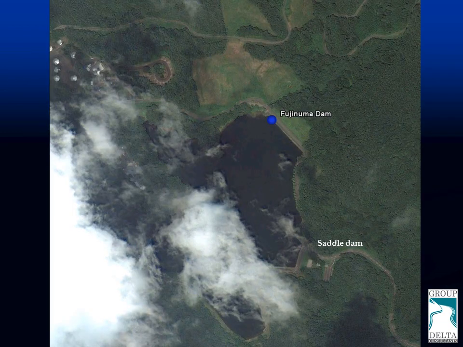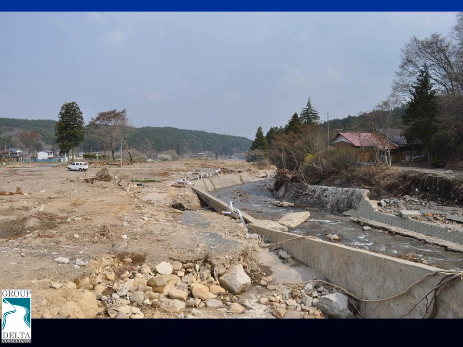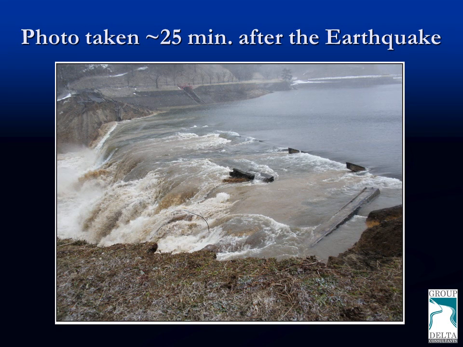At the time of the earthquake, the reservoir was full, and 20 to 25 minutes after the earthquake, the water was seen overflowing the crest of the dam. The water flowed through a narrow canyon and destroyed a village located at the mouth of the canyon, killing 9 people. This is a picture taken about 25 minutes after the earthquake that shows the dam being destroyed by overtopping.